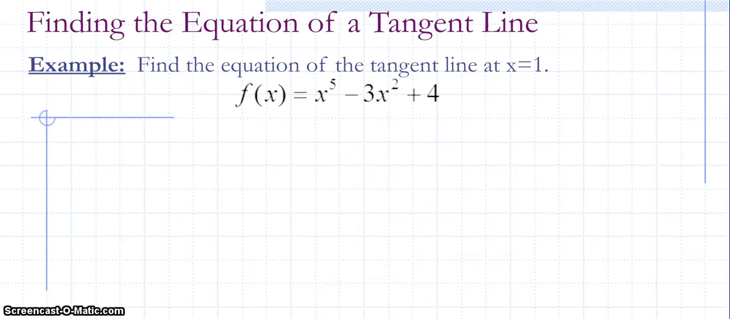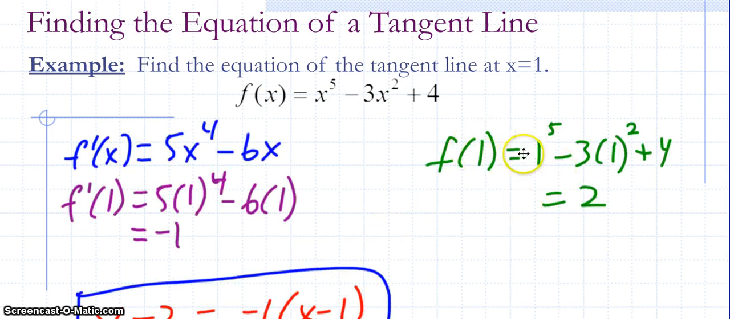Next one. Here we're going to use another application. So finding the equation of a tangent line, we want to find the equation of a tangent line at x equals 1 to this function. So we first want to find the derivative, then find the equation of a tangent line, but this time we don't have to use the limit definition. Pause the video, unpause when you're ready to check.